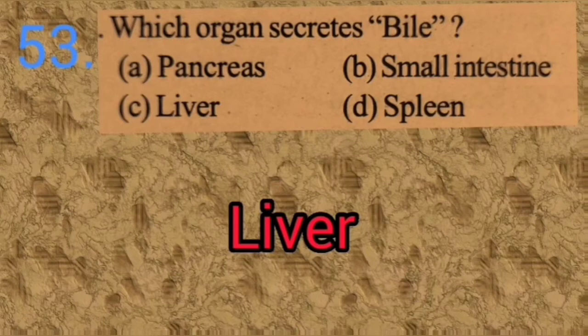Which organ secretes bile? Options A, pancreas, B, small intestine, C, liver, and D, spleen. Option C is the right answer, that is liver. Which organ secretes bile? Liver.